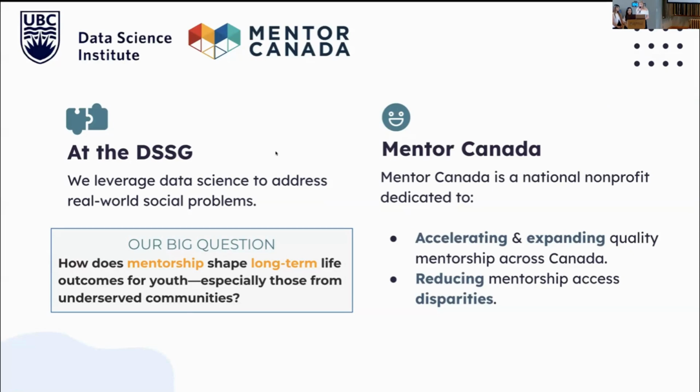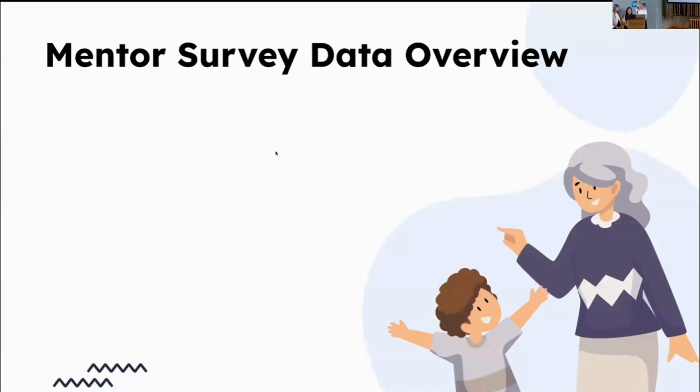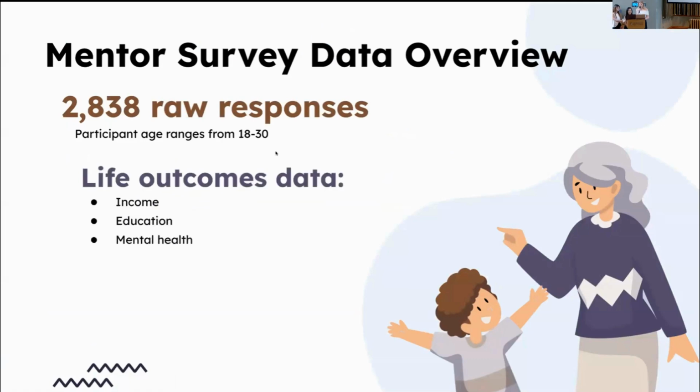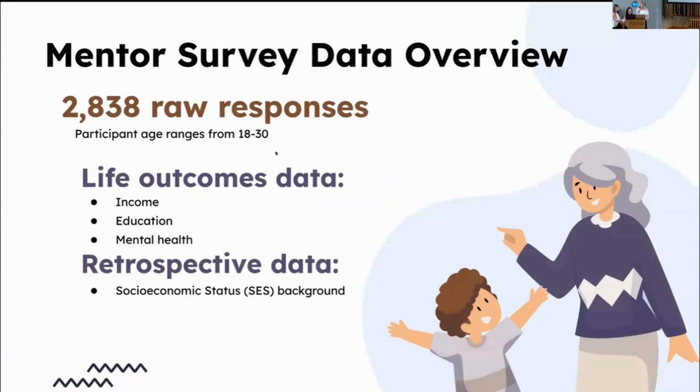Now, let's quickly walk through the data description. Our dataset comes from a national survey of 2,838 respondents between ages 18 and 30. It covers several life outcome variables like income, education, and mental health. Crucially, it also includes retrospective data, such as youth socioeconomic status, abbreviated as SES, whether participants had mentors during childhood, the quality of those mentors, and what access barriers they faced, for example, being put on a waitlist. The data gives us a unique lens to examine the long-term impact of mentorship.